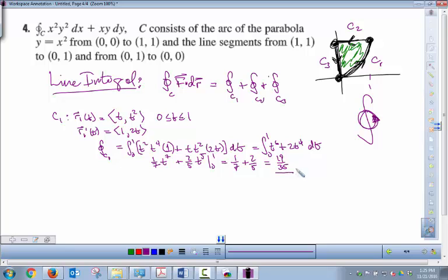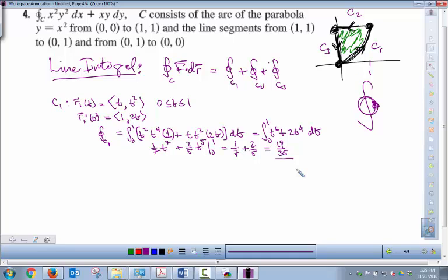So that's 1. Okay. Now let's do C2. So this is where you get the practice parameterization. Now C2, remember, it's when you're doing a line segment, you start with the first point and then the direction vector, the second one, and stuff like that.